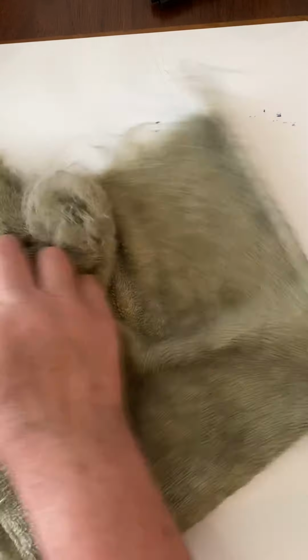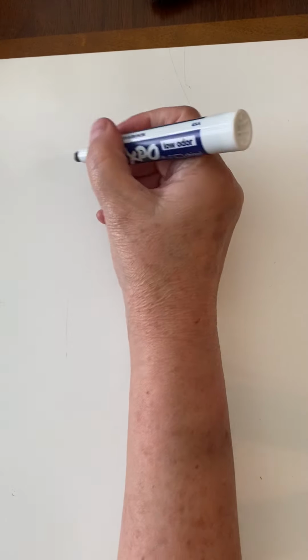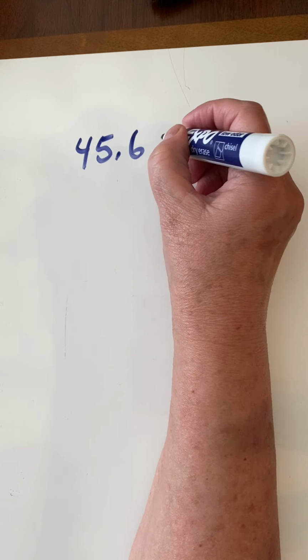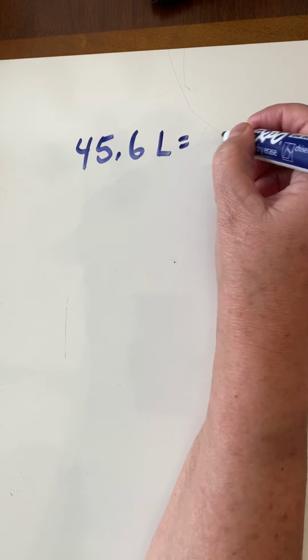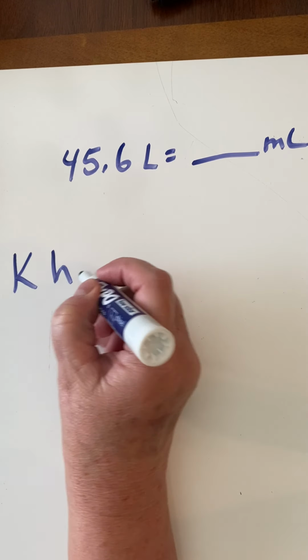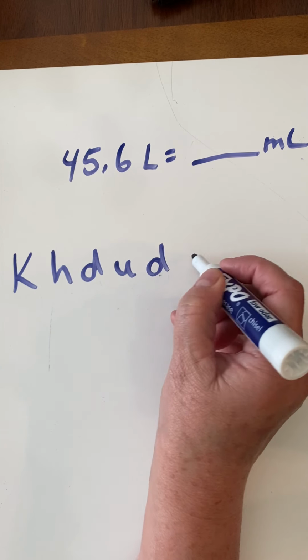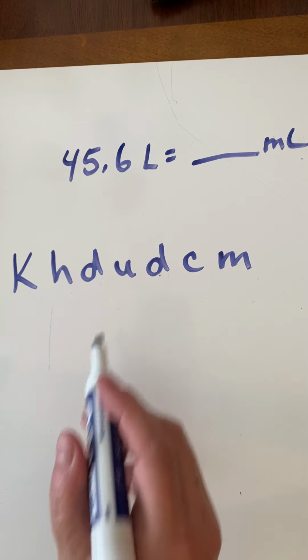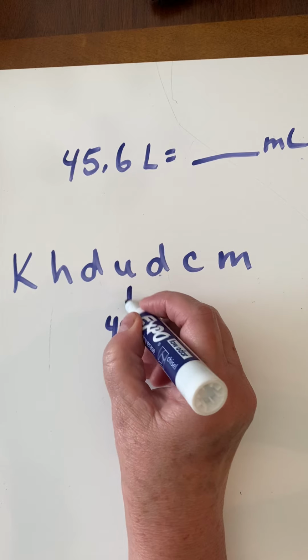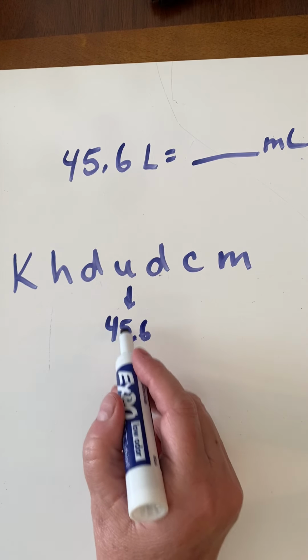All right, let's do another problem. I've got 45.6 liters, and I want to find out how many milliliters that is. So remember what you're going to do is write out your mnemonic device. King Henry doesn't usually drink chocolate milk. And I'm going to put down what was given to me, which is 45.6 liters. Remember the unit is for liters and grams and meters.